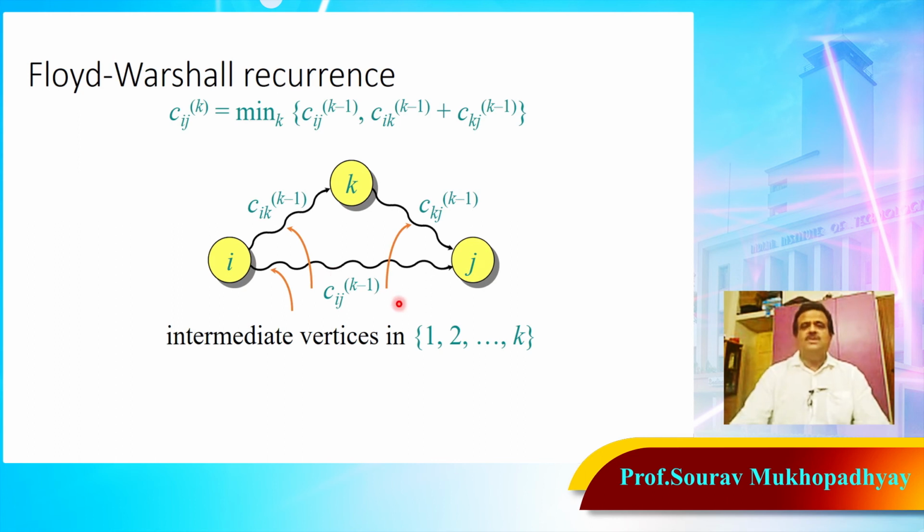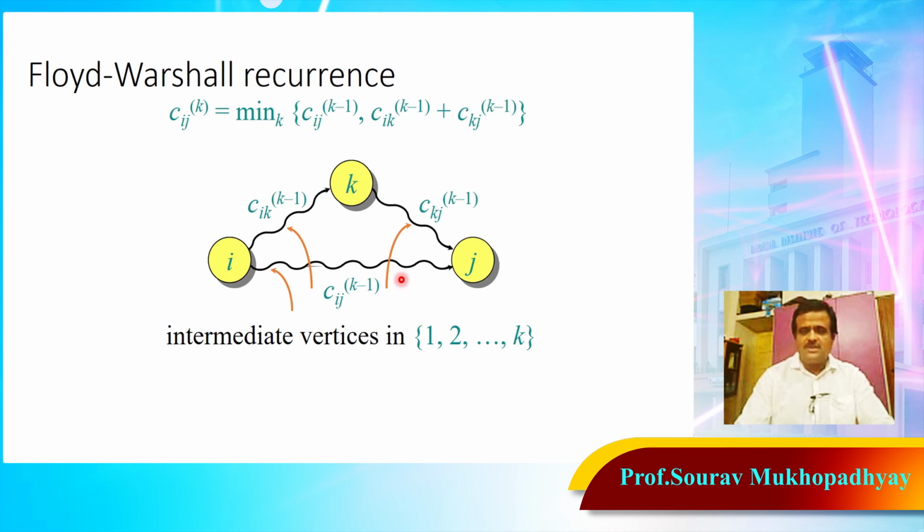So, there are two possibilities. One is that there will be no vertex of number k. That is our C_ij^(k-1), the weight of the shortest path from i to j with vertex numbers at most k minus 1. So, all the vertices are from 1 to k minus 1.